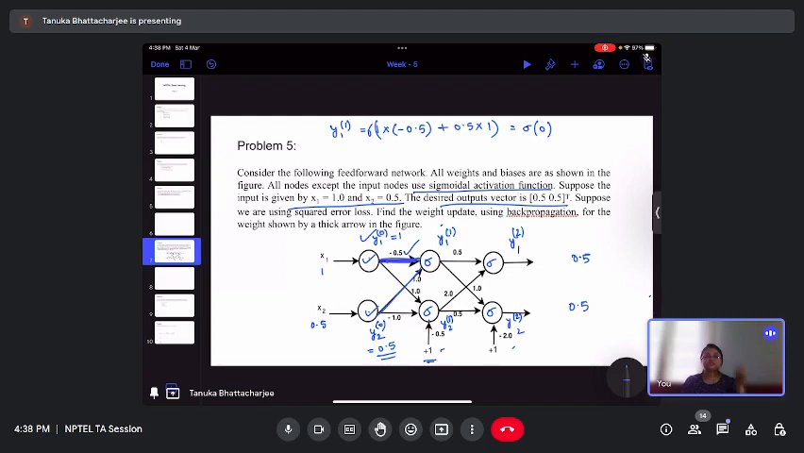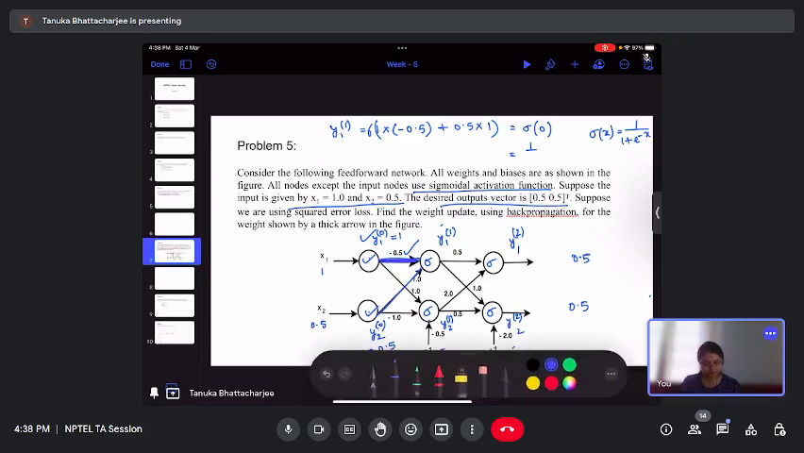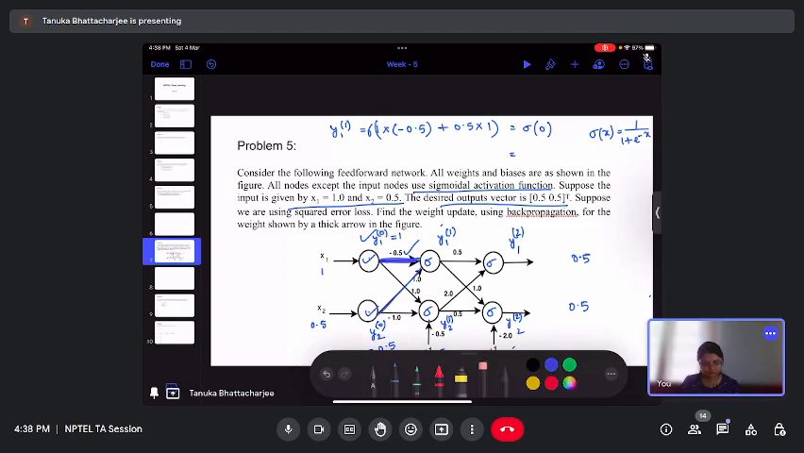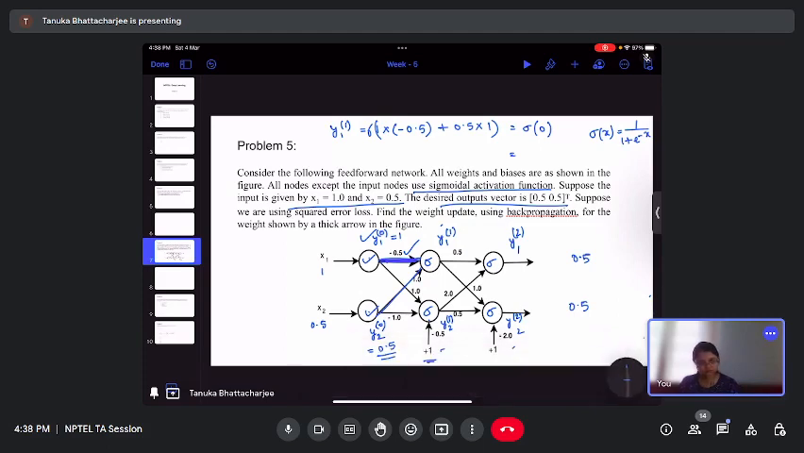Now, how is this sigmoidal function defined? Sigmoid of x is given by 1 by 1 plus e to the power of minus x. So here it becomes half, or 0.5. This is your y11.